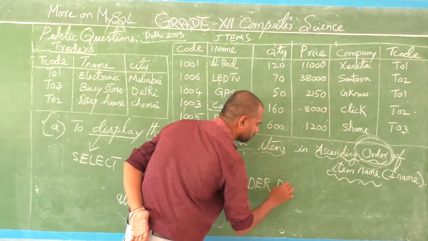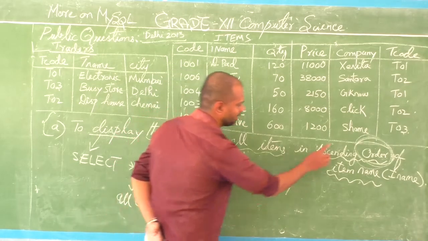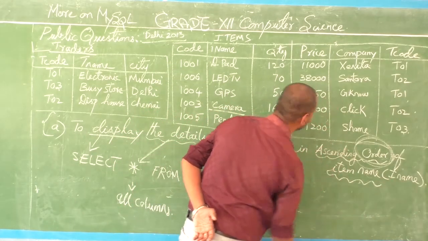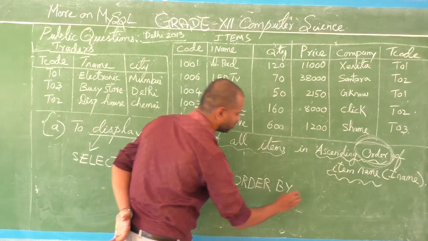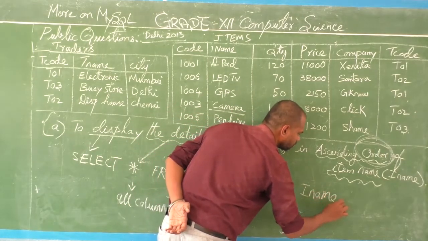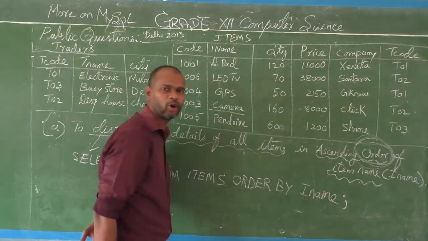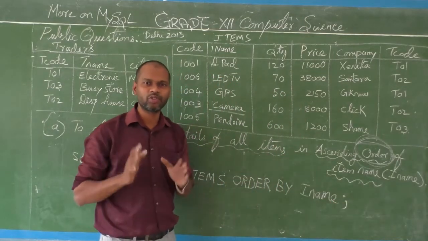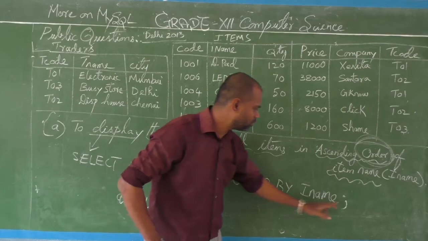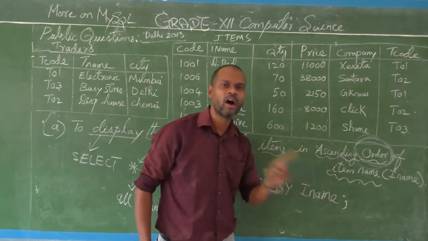So whenever I see order, my mind should say order by column name. What column name have I been given? Here they have given INAME. So, INAME. Then at last, don't forget to put the semicolon. For any SQL query, you have to give the semicolon. If you forget to put the semicolon, half mark cut.